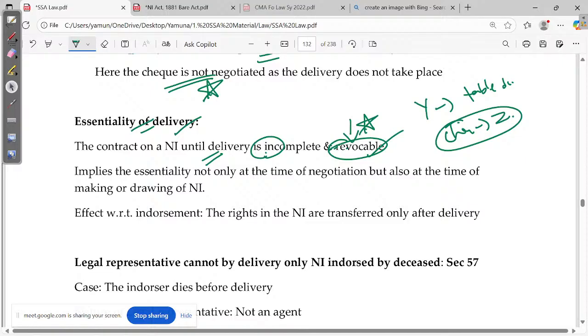So it will imply the essentiality not only at the time of negotiation but also at the time of making or drawing. In each and every minute it will be becoming important. Then I'll go for section 57.